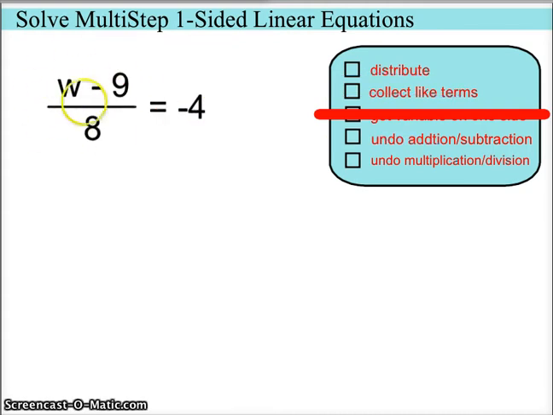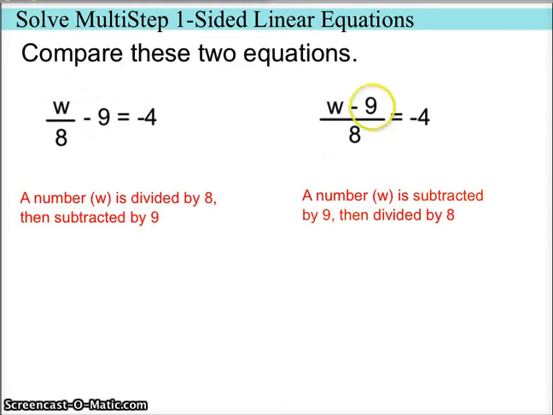Now in this case, there's something a little bit different here. It does look different. Let's compare the previous problem with this new problem. Over here, we have a w being divided by 8 and then subtracting 9 away. Whereas over here on the right, the number is being subtracted by 9, then being divided by 8. So small differences. We start with the divide by 8 and then subtract the 9. Over here, you're subtracting 9 first, and then that answer is being divided by 8. So we're going to have to unwork these problems in a slightly different order.